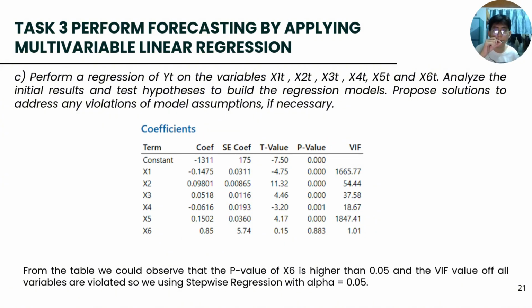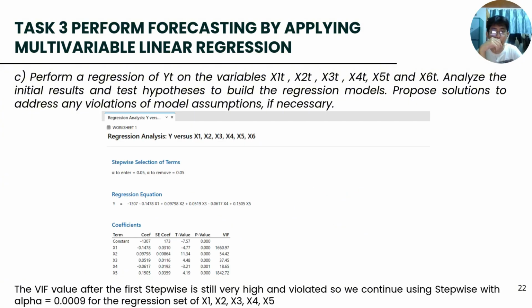Next is the coefficient analysis. From the table, we could observe that the p-value of X6 is higher than 0.05 and the VIF of all variables is violated. So we use stepwise regression with alpha equal to 0.05. After running the first step, we could see that X6 had been excluded from the model, but the coefficients X1 to X5 still remain in the model with a very high VIF. So we continue to use stepwise with alpha equal to 0.0009 for the regression set of X1 to X5.